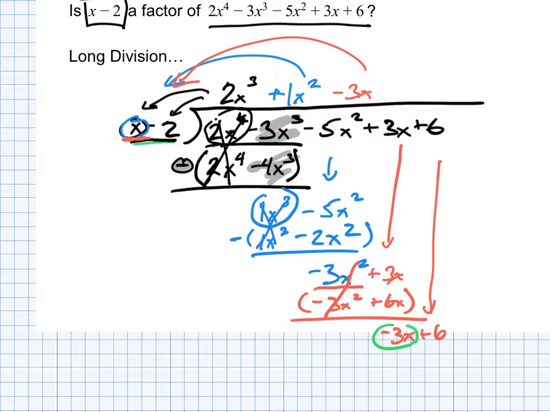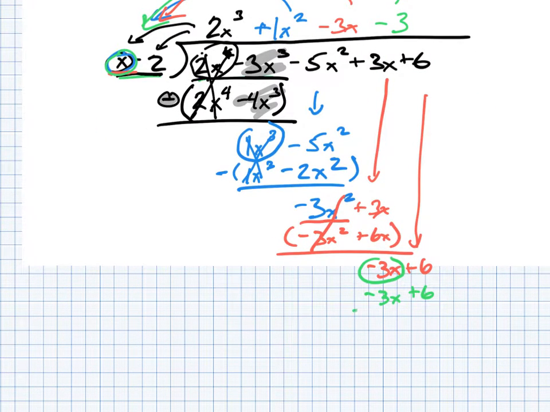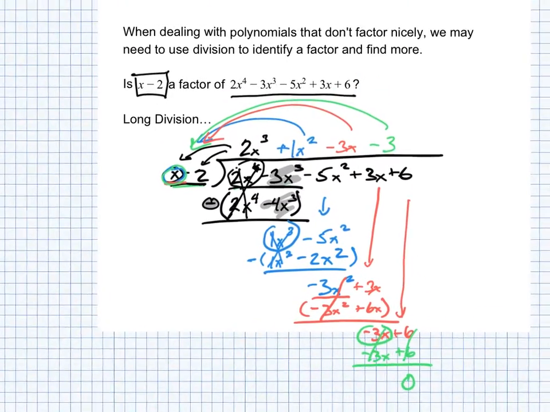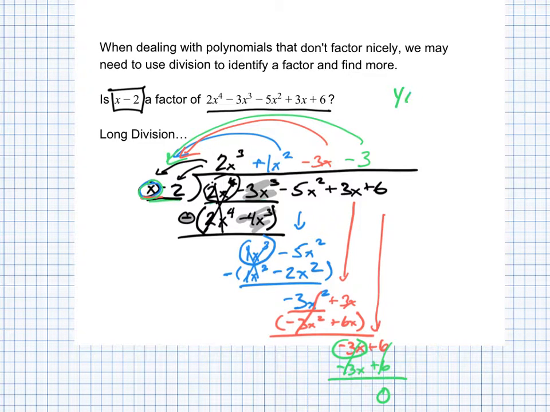Negative 3x divided by x gives me a negative 3. Multiply by the x minus 2 gives me negative 3x plus 6. We're in quite good shape here now, because if I subtract, I get a remainder of 0. So the answer to the question is yes.